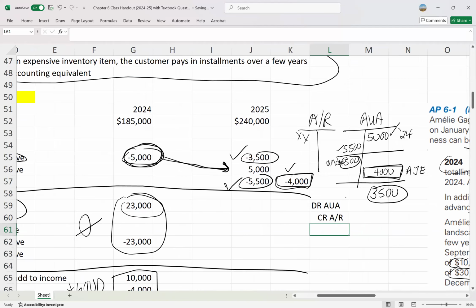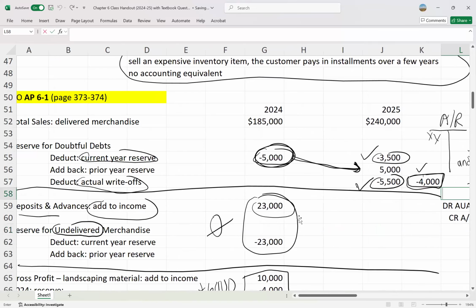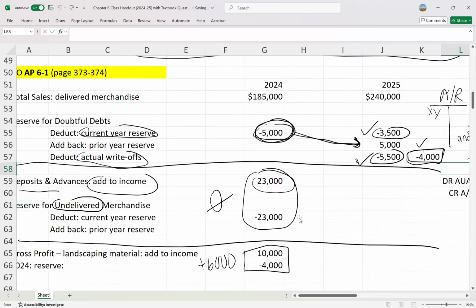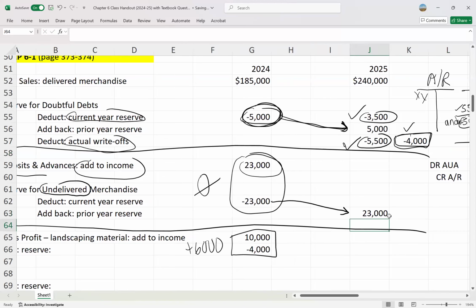So once again, some additional steps there, but everything is sort of laid out in the template here as to what you need to do. Then we get to these deposits and advances. So remember we said that if you take a reserve, we have to add it back next year. So that 23,000, we have to add back this year, 2025. And then we ask ourselves, is the 23,000 still undelivered? And the answer is no.